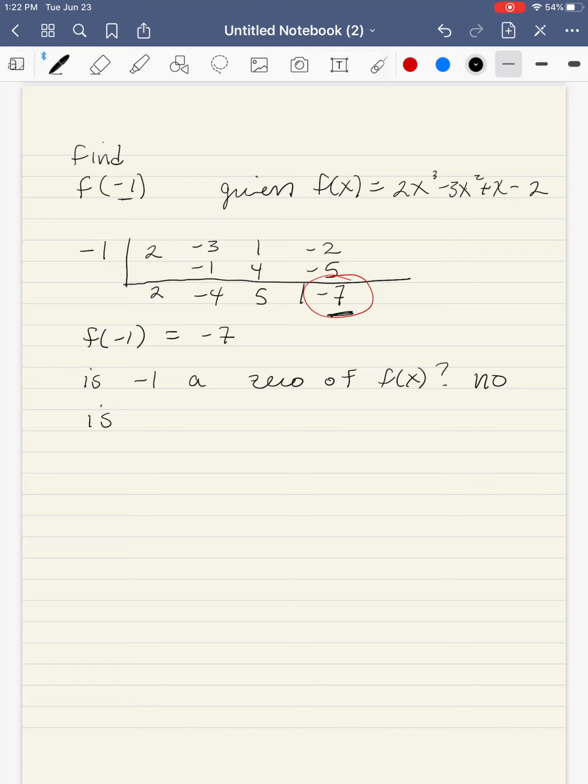We can also answer the question, is -1 a zero of f of x? And we see we have a non-zero remainder, so our answer is no. Is the factor that goes with -1, which would be x minus -1 or x plus 1, so is x plus 1 a factor of f of x? And again, my answer is no. It did not divide in evenly. We had a non-zero remainder. So x plus 1 is not a factor of f of x.